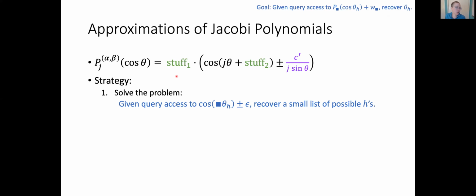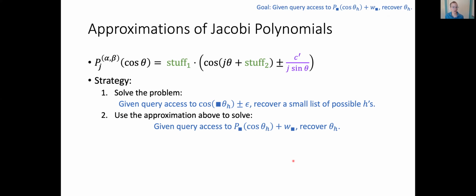So the first thing we're going to do is actually just solve that problem. Given query access to cos of something times theta h plus or minus some small noise epsilon, we're going to recover a small list of possible h's. And once we solve that problem, we're going to use that to solve the more general problem for Jacobi polynomials. So we're going to use this approximation here to actually solve the problem that we're trying to solve.